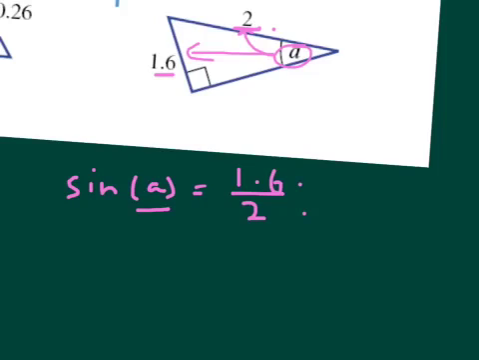We press shift on our calculator. So we press shift, sine, open up a bracket. If you're using a Casio, the bracket will open up automatically, but if it doesn't, open up a bracket. 1.6 divided by 2, close your bracket, press equals. Okay, now in my case I get an answer of 53.13 degrees. That's to 2 dp, 2 decimal places.